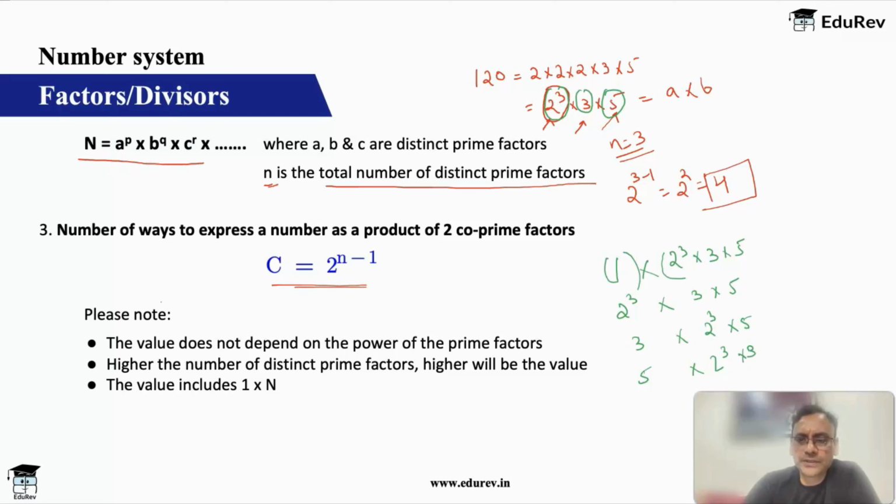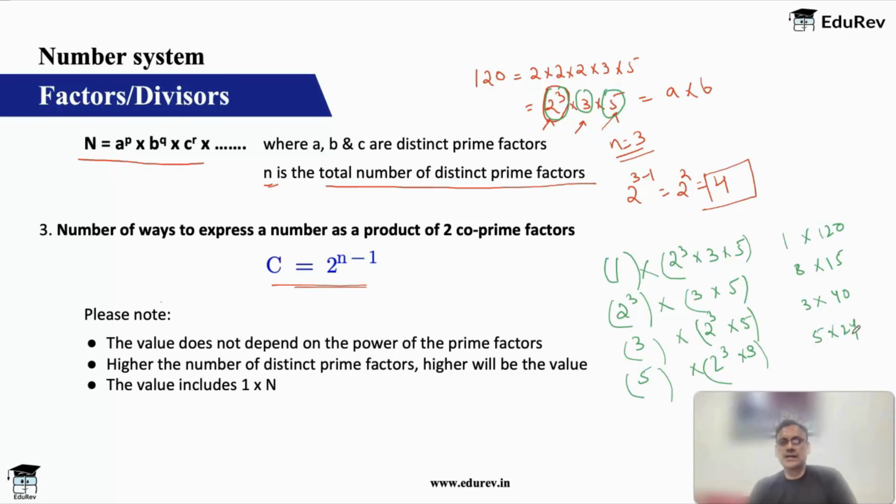1 into this is the first pair. 8 into this is the second pair. 3 into this is the third pair. And 5 into this is the fourth pair. So basically it means 1 into 120, 8 into 15, 3 into 40, and 5 into 24. These are going to be the 4 pairs of co-prime factors. Okay, so that is the answer. As you can see, the value does not depend on the power. The higher the number of distinct prime factors, the higher will be the value.